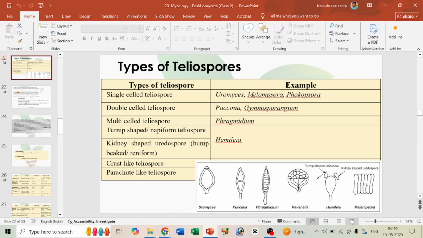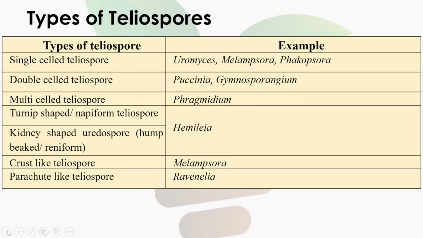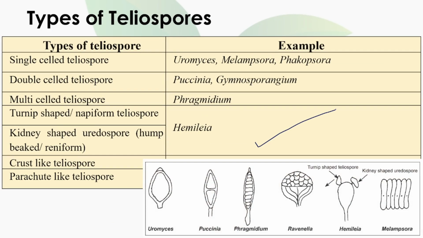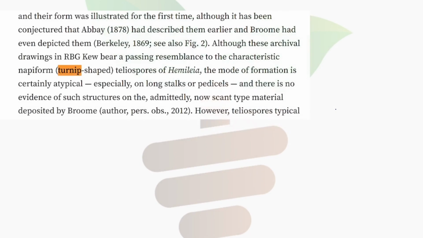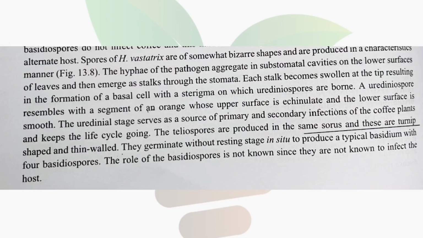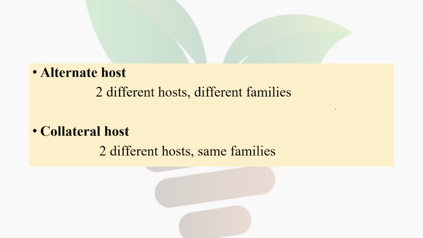What we finished yesterday is about teliospores, right? We finished single-cell teliospores and double-cell, along with examples. And one more thing we discussed: the teliospore is generally turnip shaped in Hemileia, and other things. From here we'll continue and finish it.